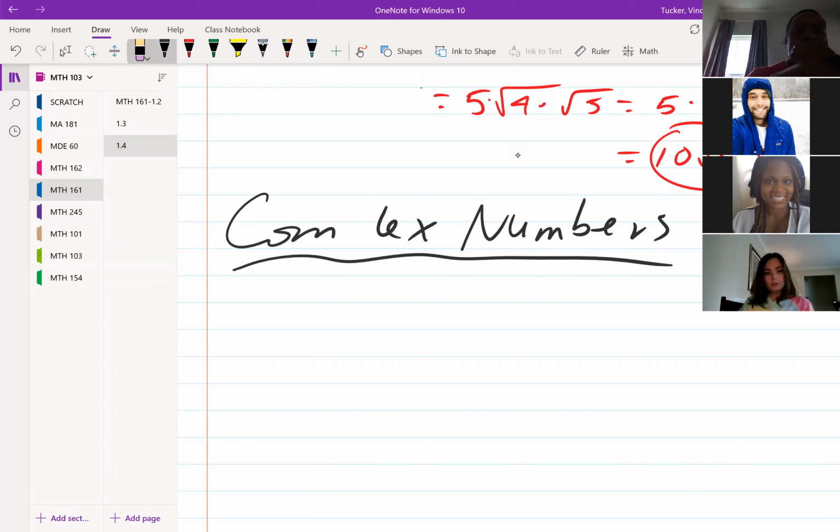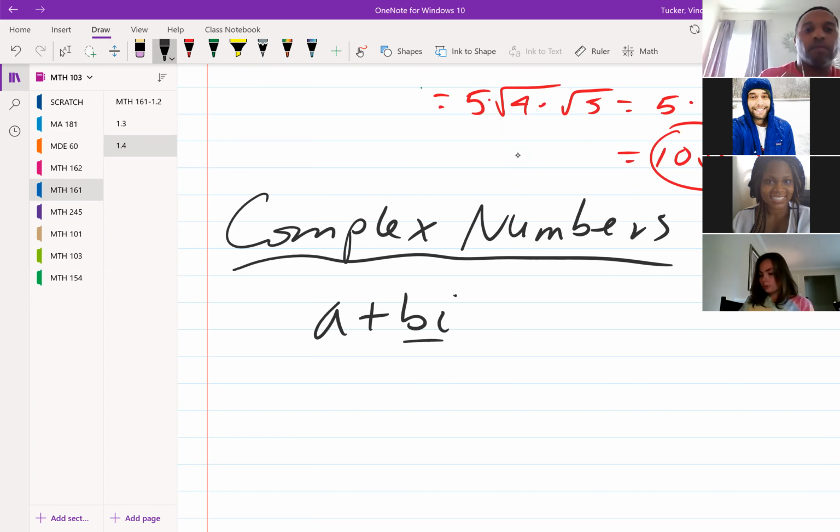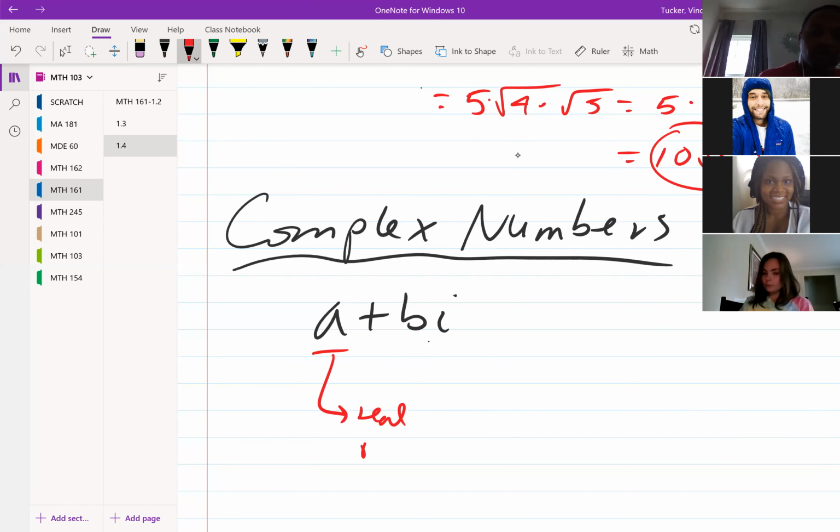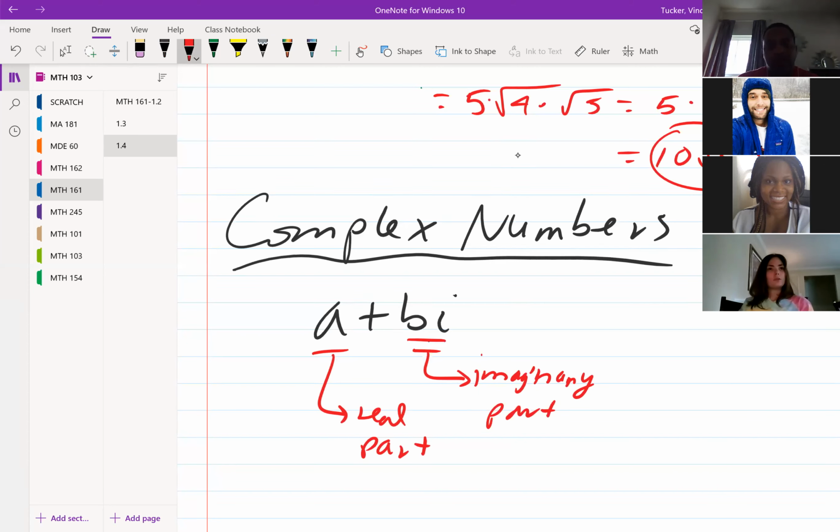And also I put complex. All right, so a complex number is going to be made up of two parts, your real part and your imaginary part.